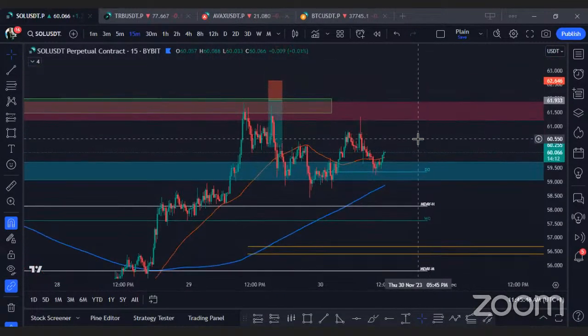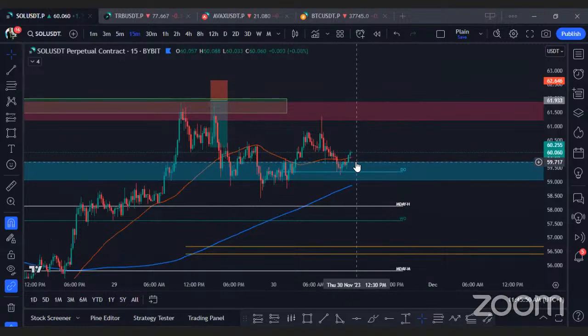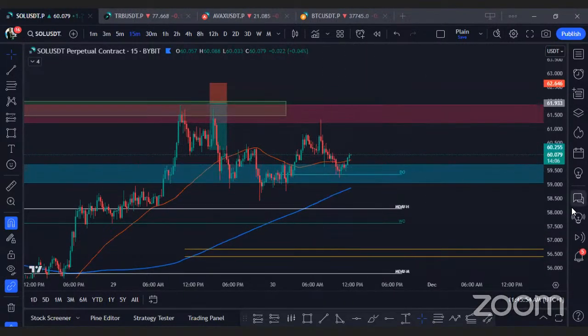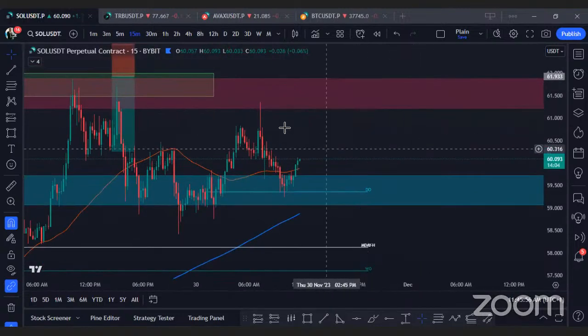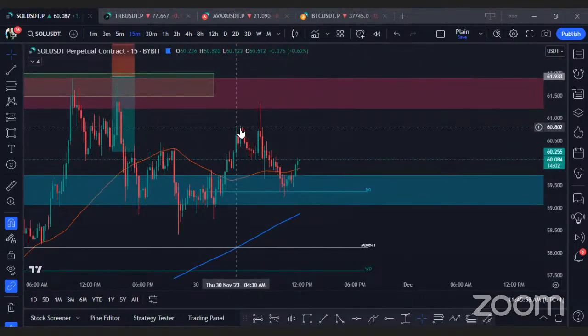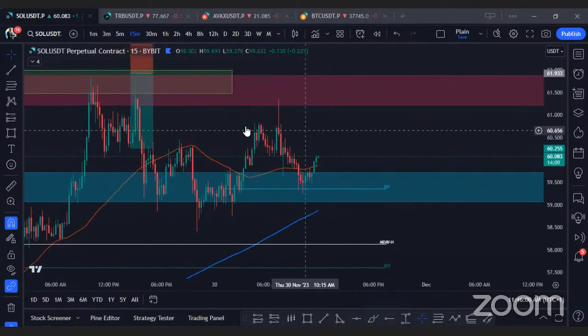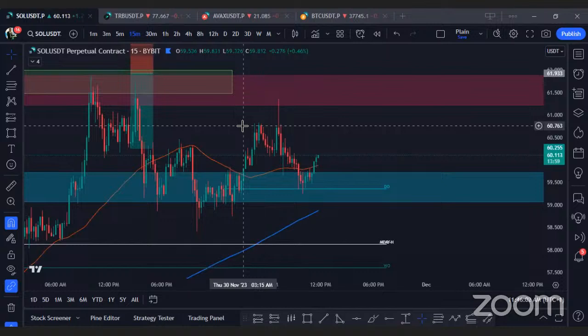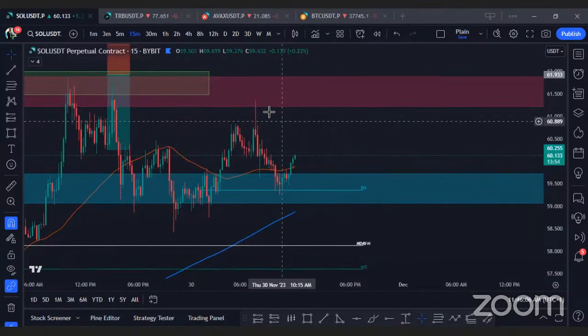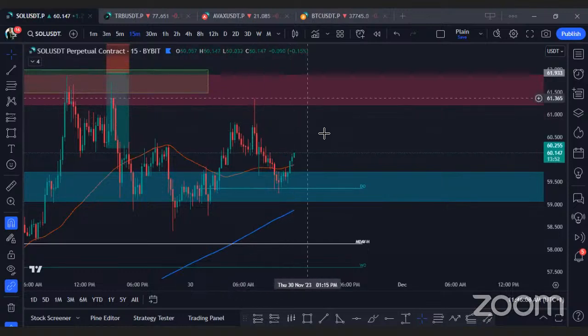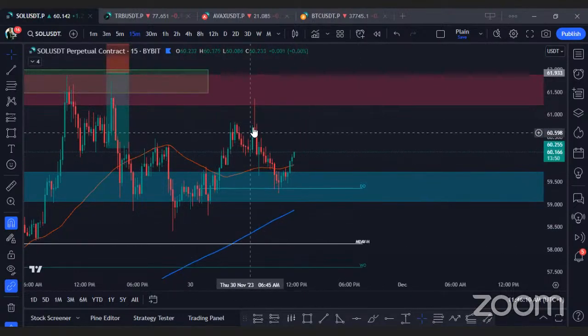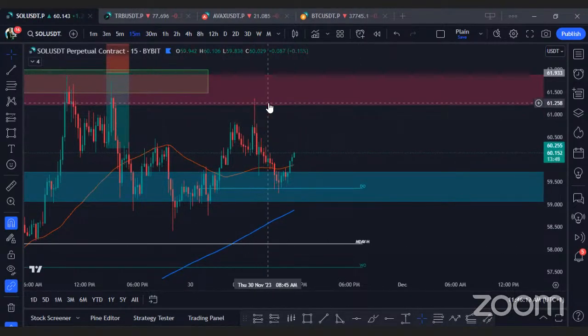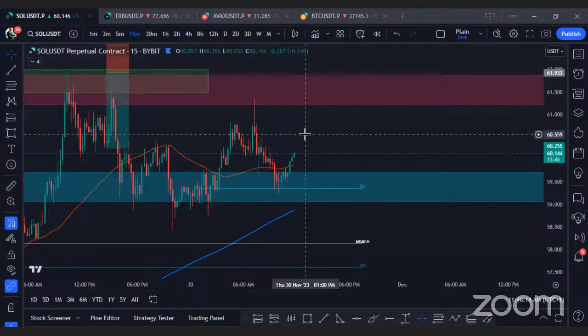Yeah, look at that, guys. We're looking at 59.8 or thereabout. So if you got that 59.8, let's target that level of $60. No, not $60, 60.7. Let's target even up to that $61 level. For Solana, you can target up to that $61 level.